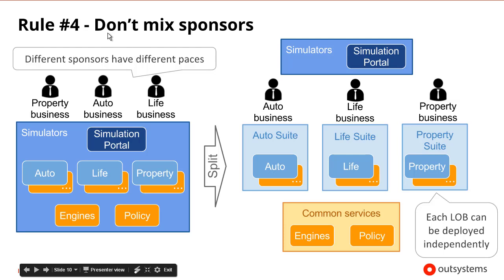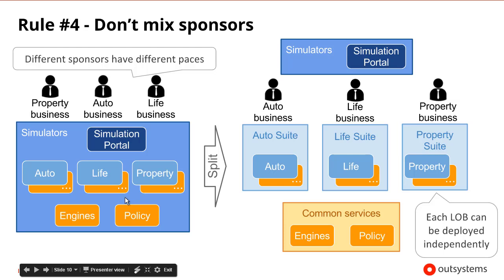Similarly, the fourth rule is to avoid mixing sponsors. In this example, we have an application that provides simulators to different lines of business through a simulation portal. The portal gives us access to auto, life, and property types of simulators, and that portal will allow those different lines of business to get access to their core business concepts. There's also some simulation or calculation engine that is helping understand the different policies around these different types of concepts.